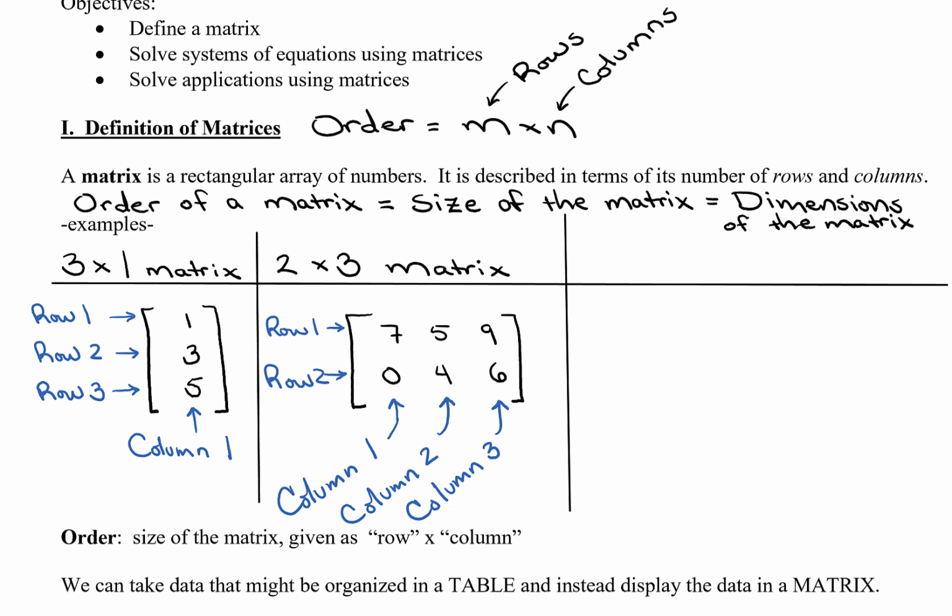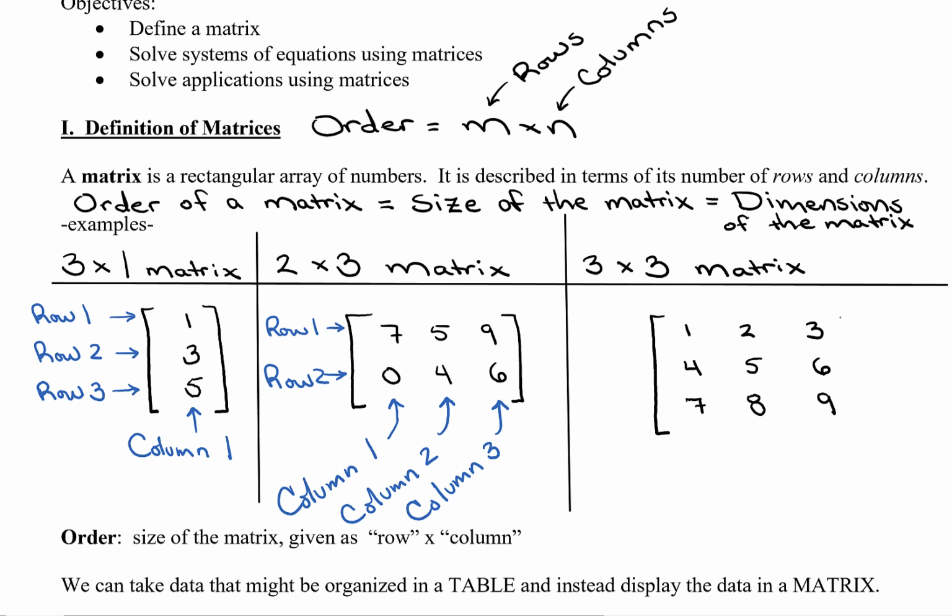In the very last column of my chart, I'm going to write at the top 3 by 3 matrix, and beneath that I'm going to give an example of a 3 by 3 matrix. In row 1 of this matrix, we have elements 1, 2, 3. In row 2, we have elements 4, 5, 6. In row 3, we have elements 7, 8, 9. All of those elements, I've listed them from left to right.